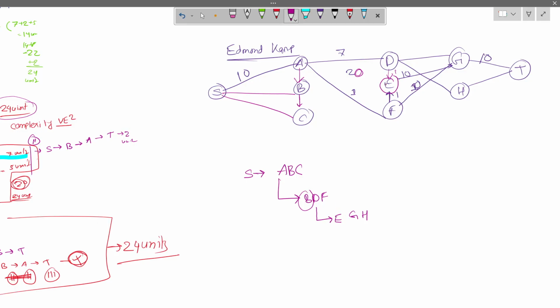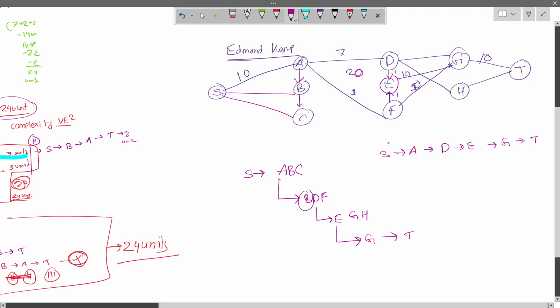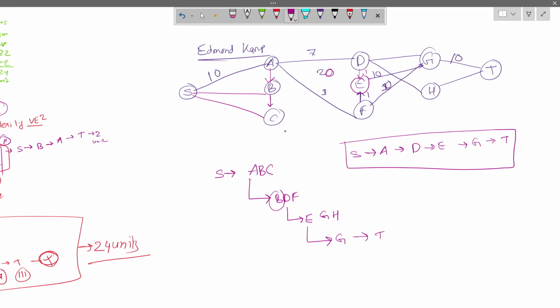E isn't traversed by A, because E is not adjacent to A, so then we will traverse E. E's adjacents are G and G to T. So the final traversal may be S to A to D to E to G to T. So this one is a correct traversal, right? This one is a correct traversal, and here we can see D to E is like 1. This follows the BFS, and this is not wrong.